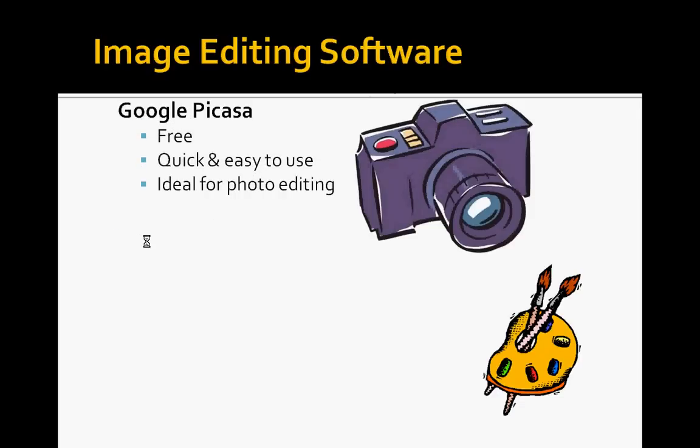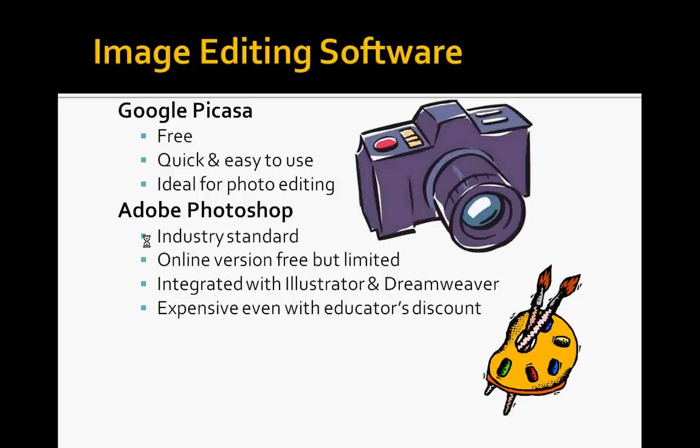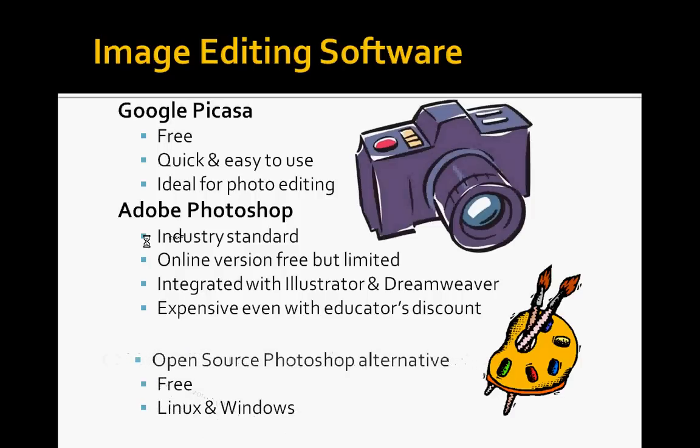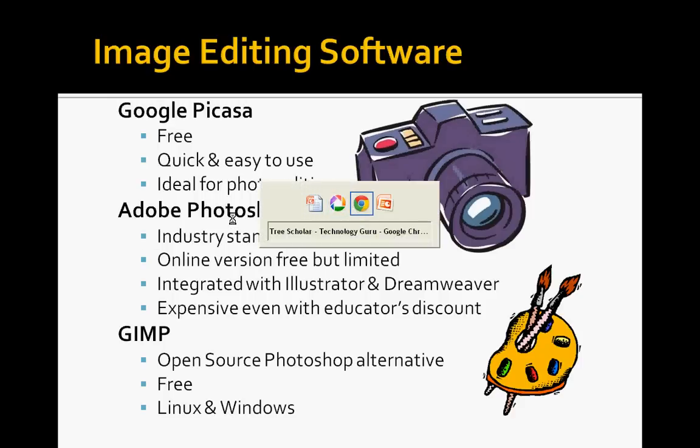There are more powerful tools out there, such as Photoshop, which is an industry standard for graphic arts. There is an online version that's free, but is very limited. And while Adobe is integrated to all the other Adobe suite, it's very expensive, even if you can get an educator's discount. There's also an Adobe Photoshop alternative that's open source called GIMP. It's also free, and it can run on Linux and on Windows, and I'll teach classes on those two programs another day. Now let's get started with Picasa.